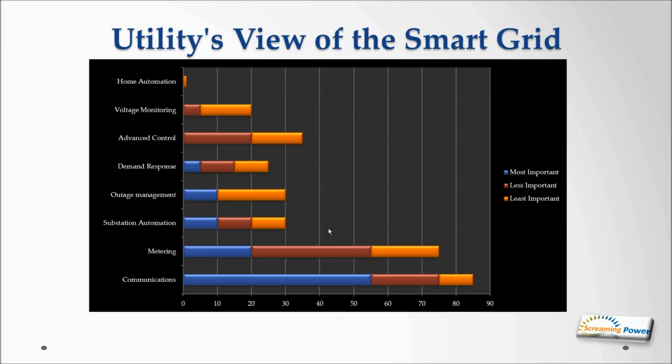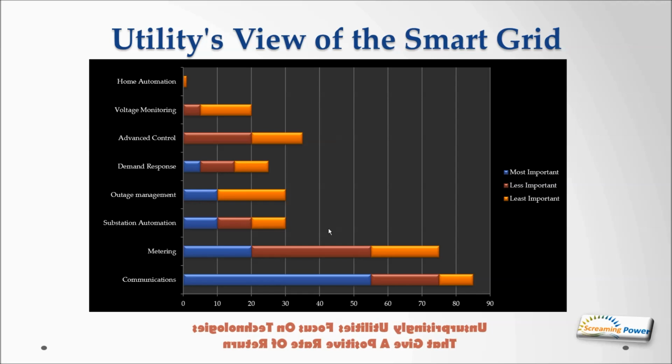Then they seem to concentrate on the more traditional technologies like substation automation, outage management, and to some degree demand response. And as we move more and more towards the consumer side, there's less appetite for the actual projects that constitute a smart grid in its entirety. So things like home automation are barely on the chart, and other things like electric vehicles don't even make it onto the chart. But the basic thing to see here is that the utilities, unsurprisingly, are focused on the technologies that will give them a quick positive rate of return, and they can do that mainly through metering. They can see the benefits straight away.